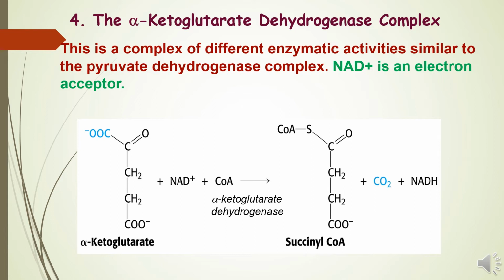This enzyme complex is similar to the pyruvate dehydrogenase complex. It has NAD as a coenzyme for the reaction. So NAD represents the electron acceptor of most of the oxidation reactions of the citric acid cycle.